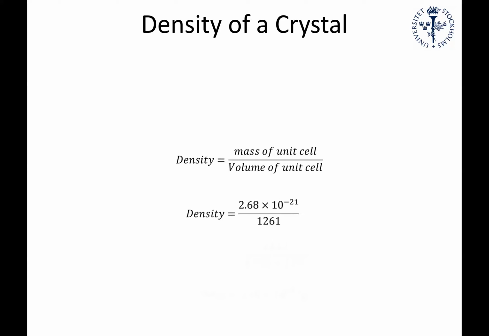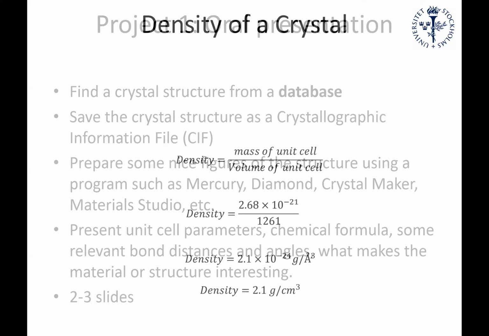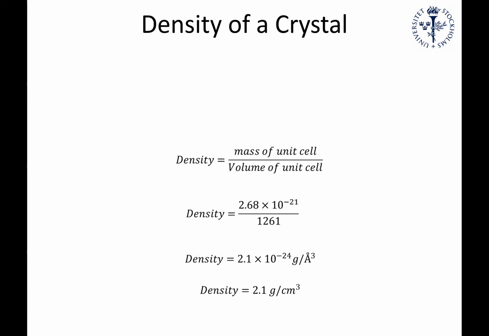But there's also the volume of the unit cell. Usually we give it in units of cubic angstrom. As I said earlier, that's 1,261 cubic angstrom for one unit cell. If you divide this, then you get a tiny, tiny density, 2.1 times 10 to the minus 24 grams per cubic angstrom. But conveniently, if you change cubic angstrom into cubic centimeter, then it becomes a number that's easier to imagine, just 2.1 grams per cubic centimeter, which I would say is a little bit on the denser side compared to the average crystal. So fairly straightforward. Just work out the mass of one unit cell divided by the volume of the unit cell.